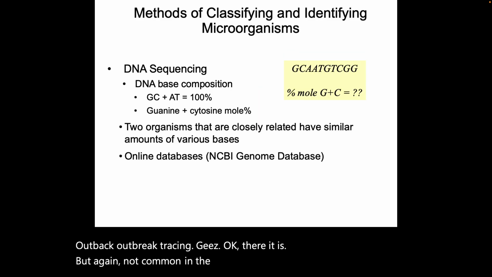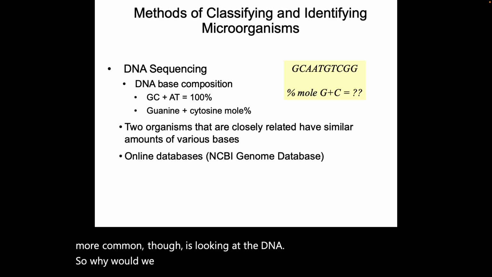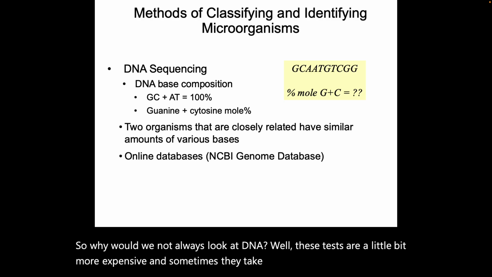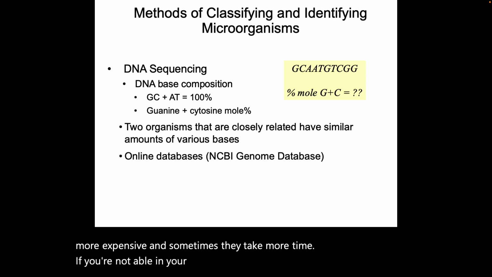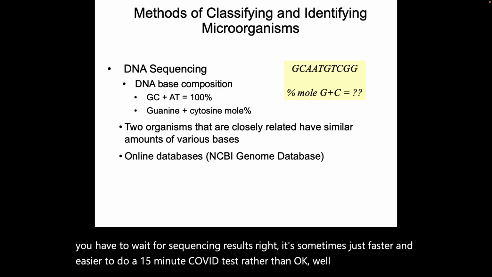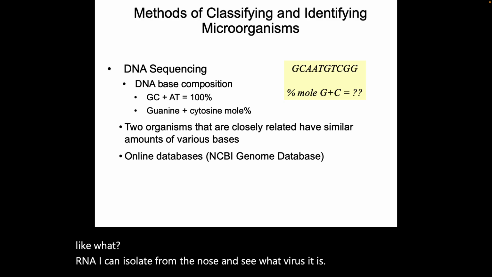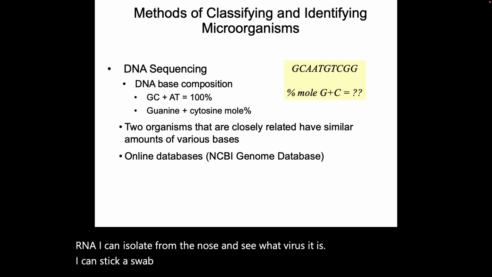What's getting more and more common, though, is looking at the DNA. So why would we not always look at DNA? Well, these tests are a little bit more expensive, and sometimes they take more time. If you're not able in your own lab to send things out for sequencing and you have to wait for sequencing results, it's sometimes just faster and easier to do a 15-minute COVID test rather than trying to isolate RNA from the nose and see what virus it is. I can stick a swab up there and know in 15 minutes.